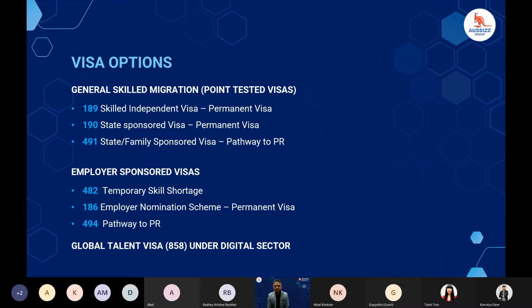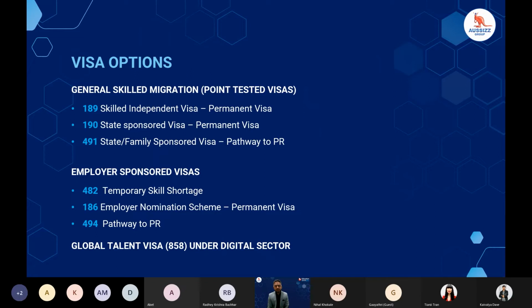There are only 6,500 allocations for this financial year for this visa. So we haven't seen many invitations coming through in 189, but that's still not a bad option. If you are applying for a skilled visa, you should always lodge the EOI.